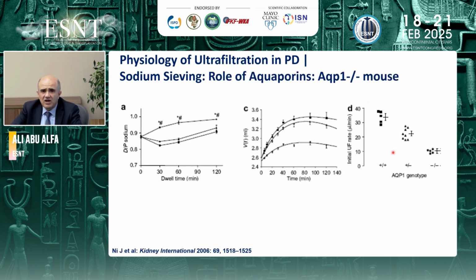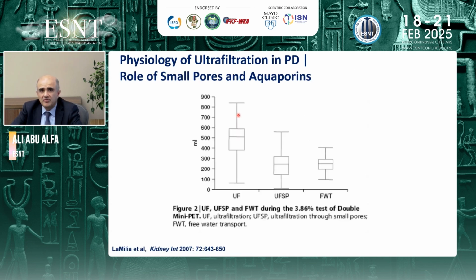And we know here that if you have aquaporin knockouts, that will not happen, and they will not dip, because there's no aquaporin. It is through the aquaporin that we see the sieving and the sodium dip. So in patients, let's say the ultrafiltration is 500 cc's. Half of it is through the free water transfer, which is aquaporin. Half of it is through the ultrafiltration via small pores between the cells. So what I mentioned is correct.